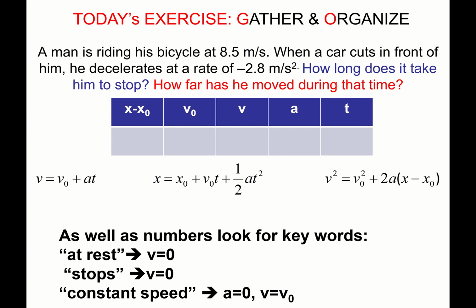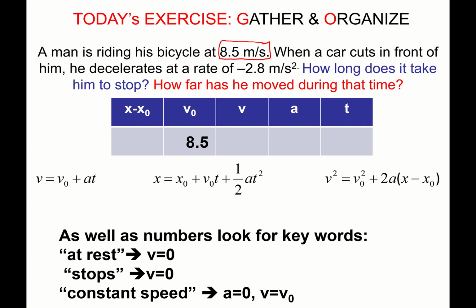All right, so I need to read the problem, and I need to look at all the numbers that I have, and for each of those numbers, figure out what variable it is and where it should go. So let me go through the problem. We've got a man, he's riding his bicycle at 8.5 meters per second. So that 8.5 is a number. I've got to figure out where it goes. The units are meters per second, so that's a velocity. Is that the initial speed or the final speed? Do I put it in for v0 or for v? Well, we know he's riding at 8.5 initially, so that's going to be his initial velocity. So I'm going to put that number in the v0 slot.